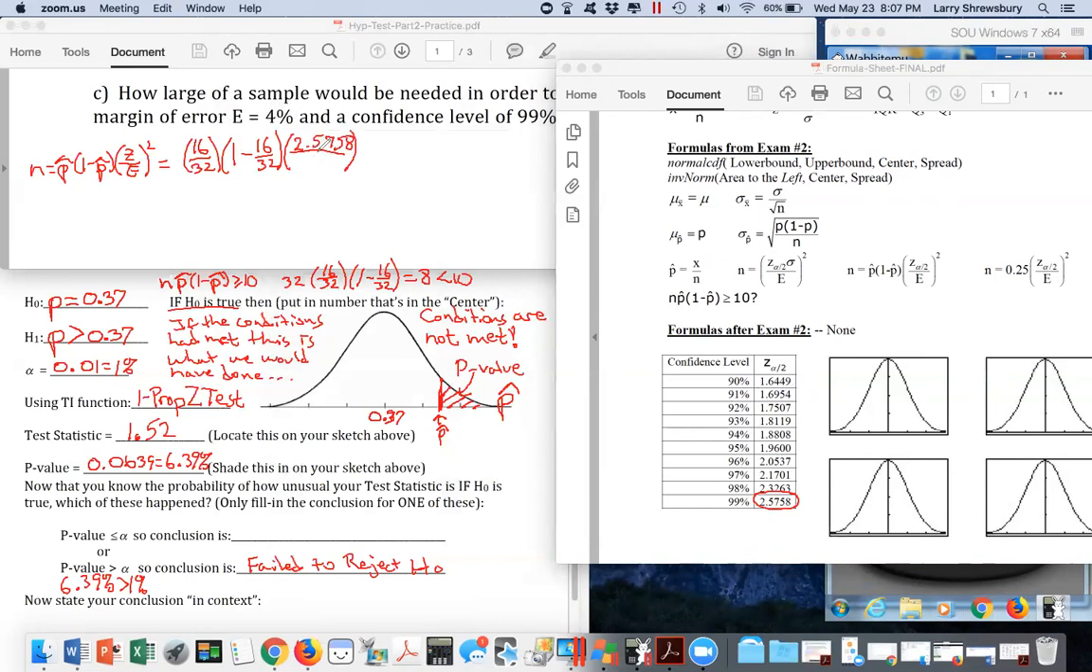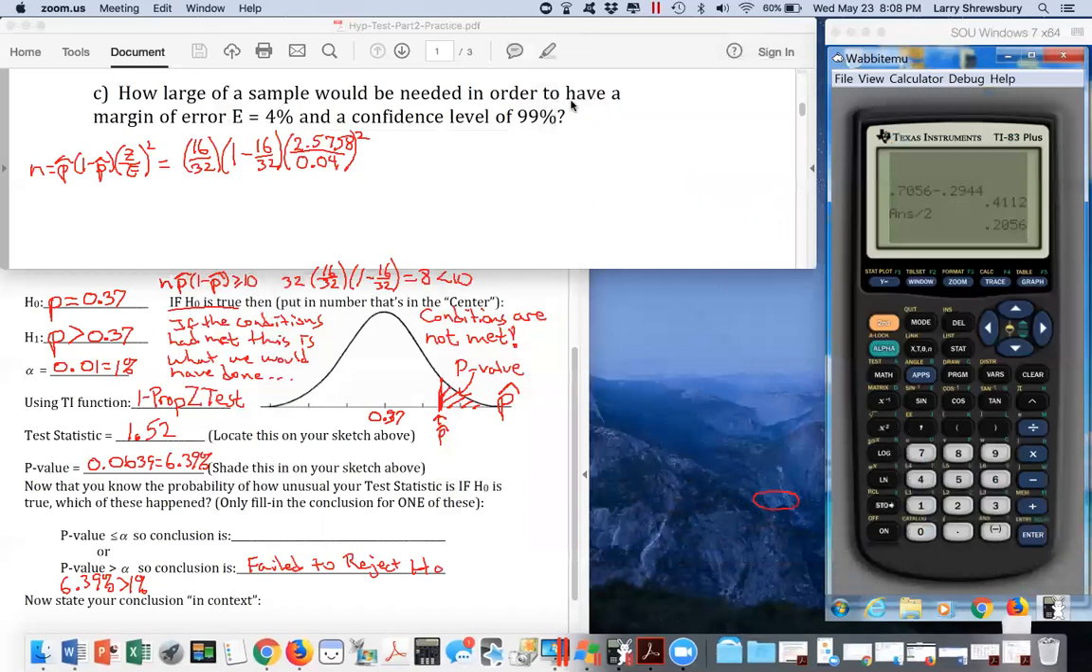Now, how do I write that down here? You always have to have this in its decimal format. So convert 4% into its decimal format by taking this number and dividing it by 100. And that's 0.04. And of course, don't forget to square this. So now all we've got to do is punch it into our calculator.